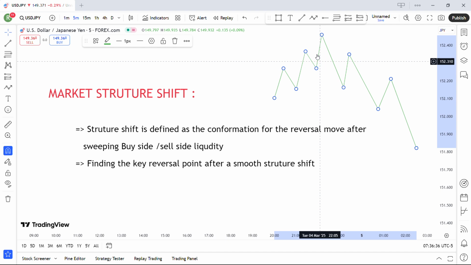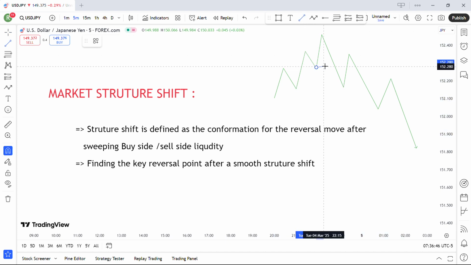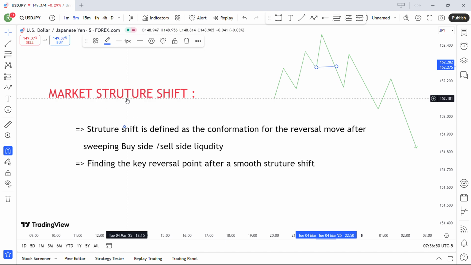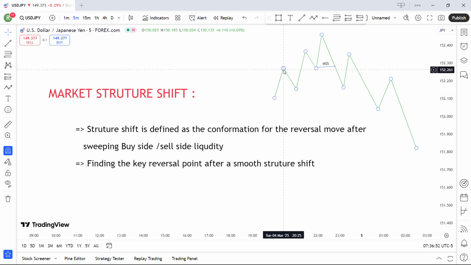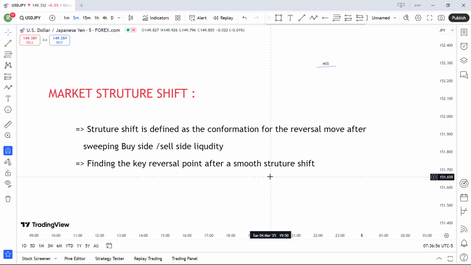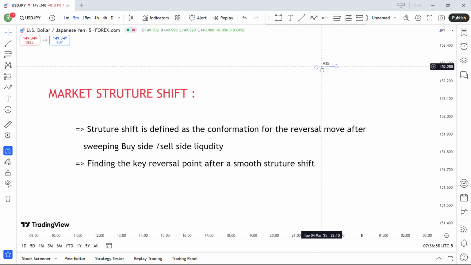So this is the high, and this is the low. So we consider this a market structure shift. This low is the market structure shift here. Now you understand this is a market structure shift. This is the market structure strategy. Finding the key reversal point is the basis of the strategy. So finding the key reversal point, which means finding the key reversal point as a strategy.